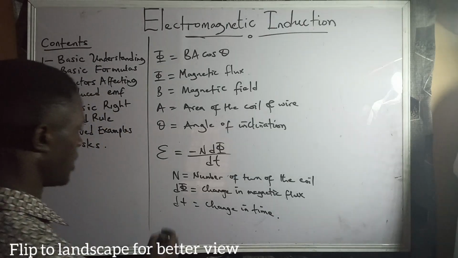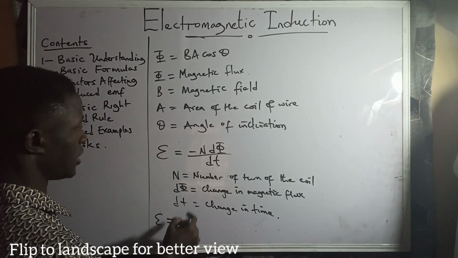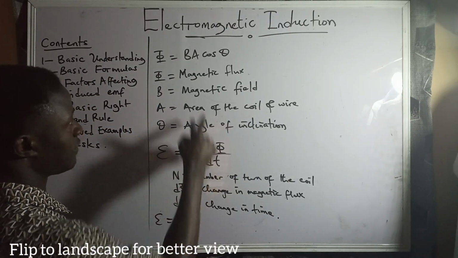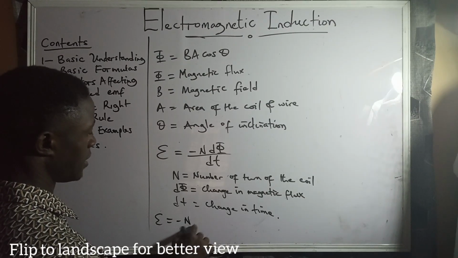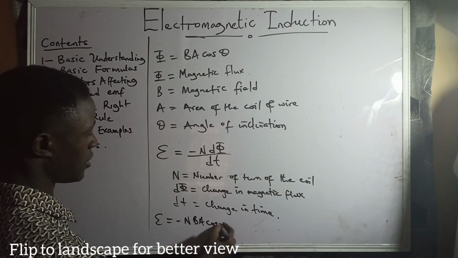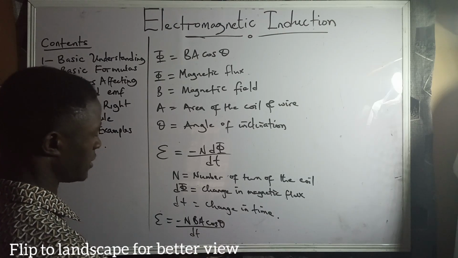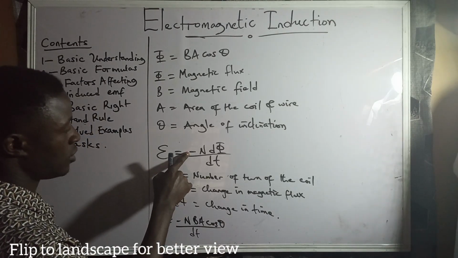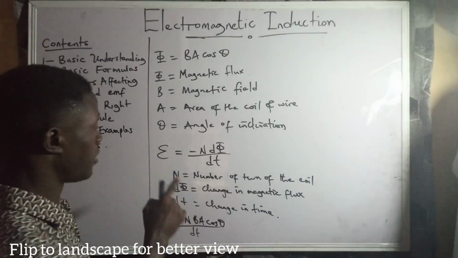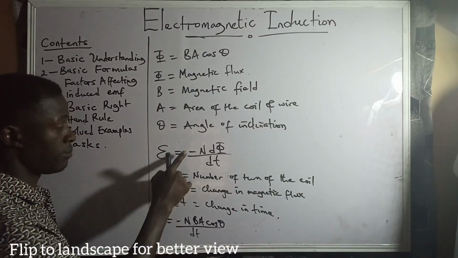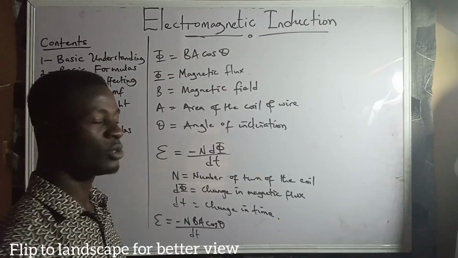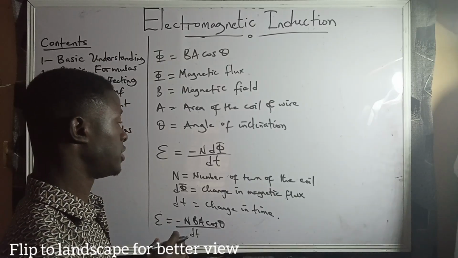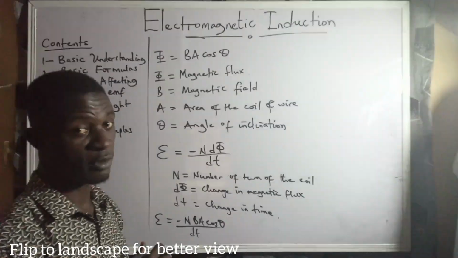Change in time. And it is important for you to know that since magnetic flux is equal to this, I can write minus N B A cos theta over dt. Please, I want you to note, let me explain the meaning of this minus. That minus is only showing the direction of the induced EMF or the induced current.